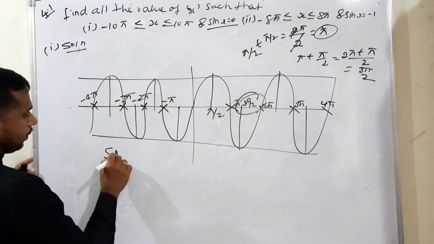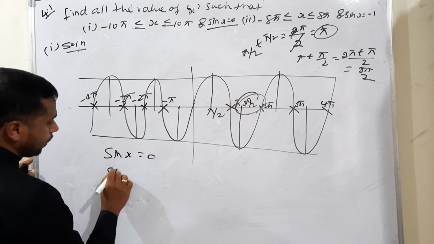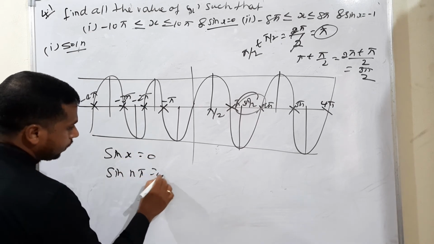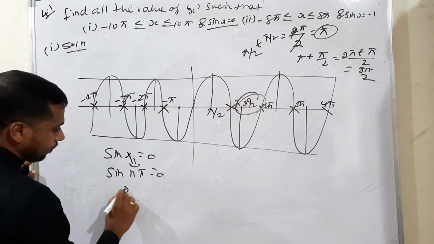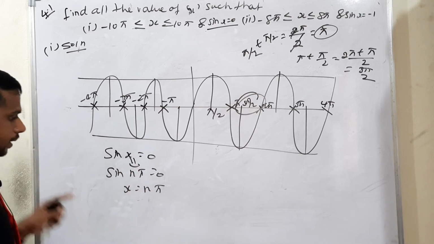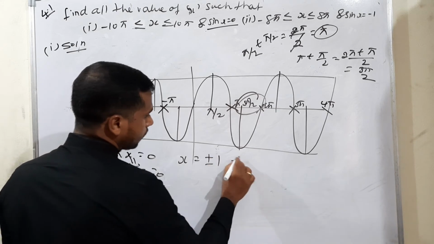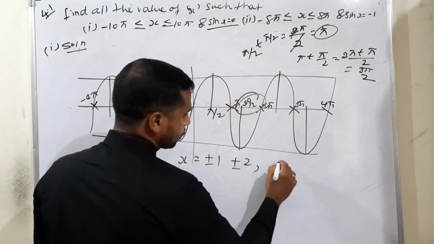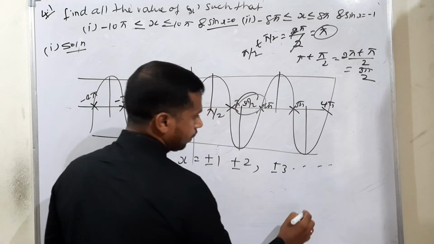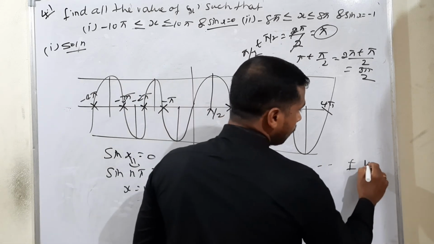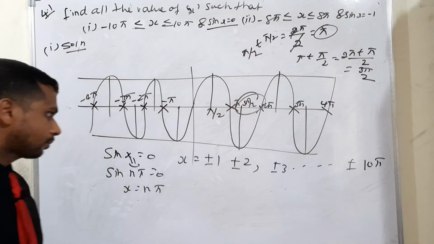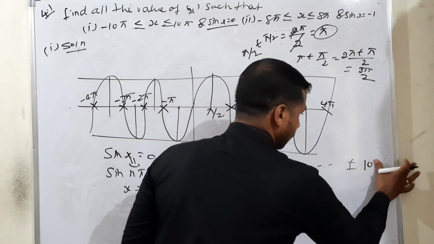Therefore, when sin x is equal to 0, the general term is sin n pi is equal to 0. So what is the meaning of x? x is equal to n pi. What are the possible values? x is equal to plus or minus 1, x is equal to plus or minus 2, x is equal to plus or minus 3, and so on continuously, up to plus or minus 10. Okay, not 10 pi, plus or minus 10.